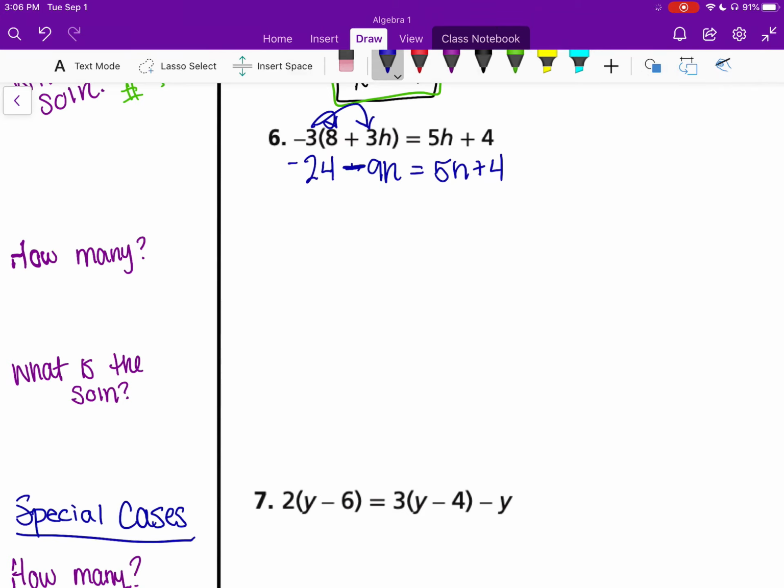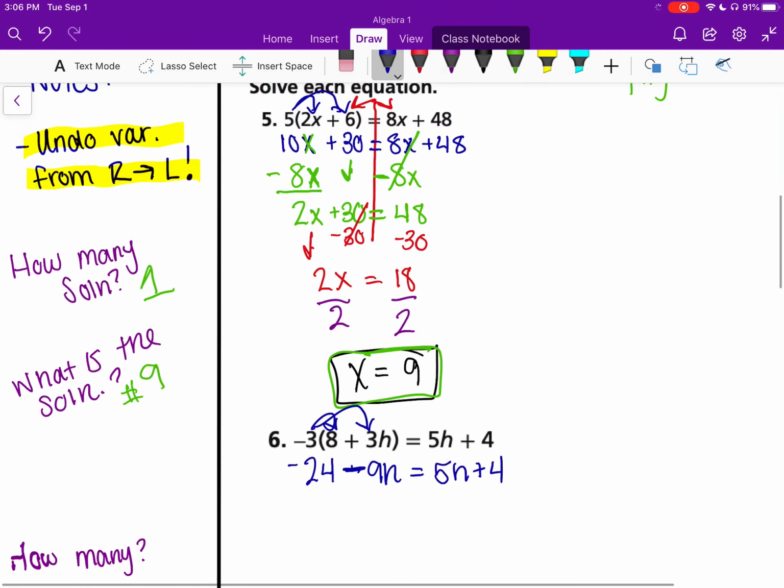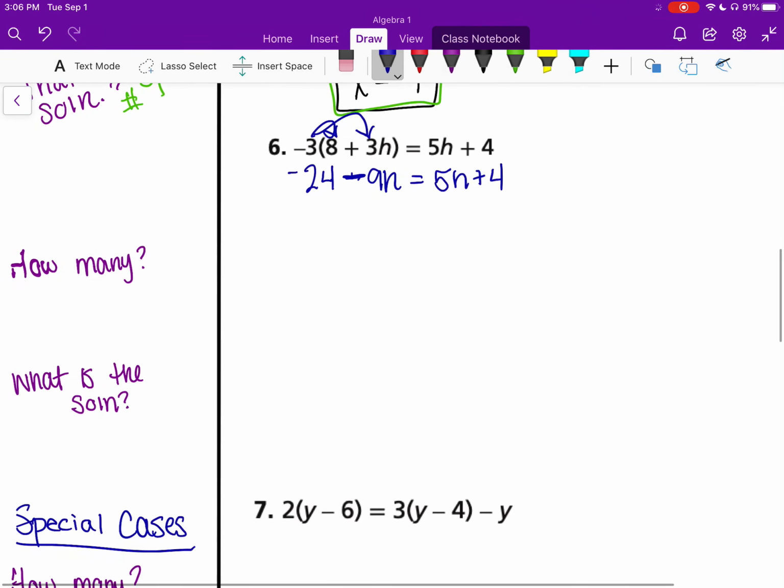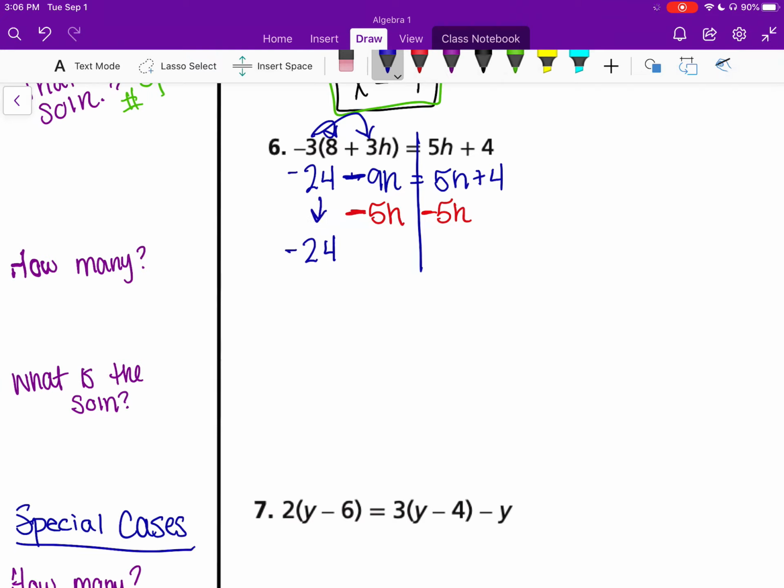Now I'm ready to undo, just like we did up here, my variables from right to left. So I'm going to divide my equation in half. When I look at my variable on the right, it's a positive 5h. I want to undo that. The opposite of positive is negative. And I line that up with my h's. So let's bring down our negative 24. We haven't done anything with that yet. Now I have negative 9 minus 5. That's negative 14h. 5 minus 5 is 0. Positive 4 is the only thing left on the right.